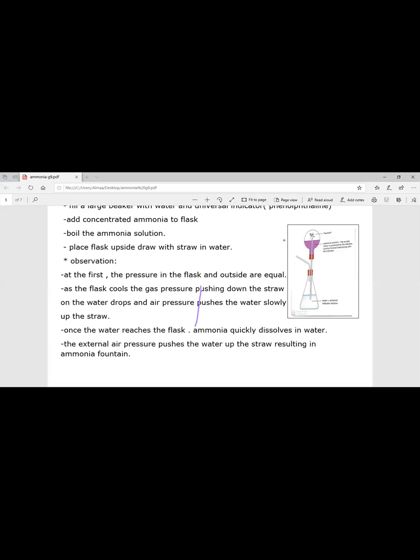Anyone else understand the experiment? There is a video at the end of the lesson explaining this experiment.